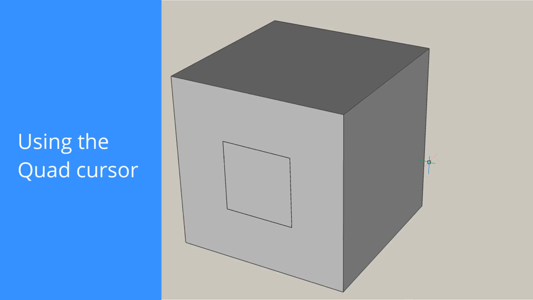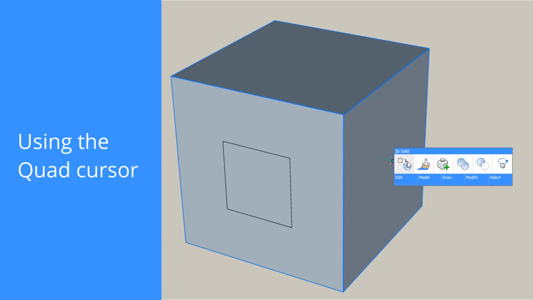Move your cursor over any model element. The rollover tip will appear. Then, move your cursor onto the rollover tip. The quad opens and shows you the tools that you can use on the selected element.